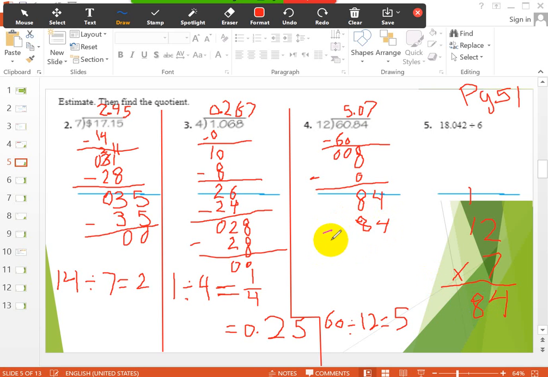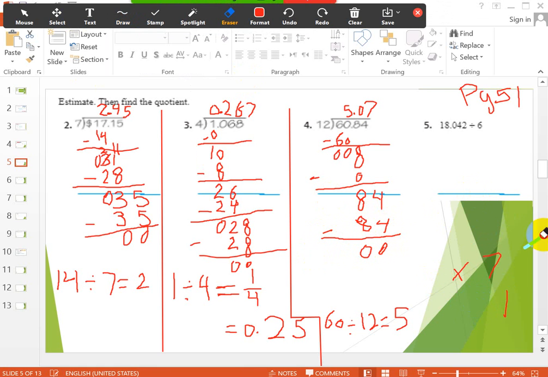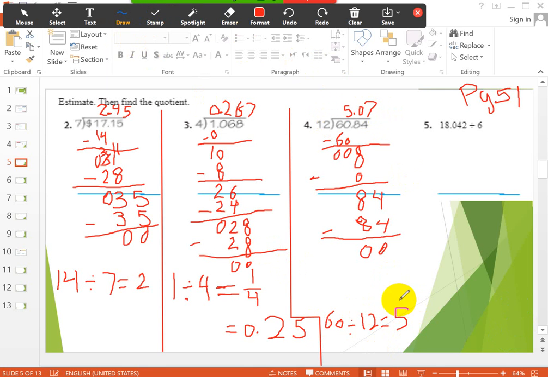Now, subtract. So the remainder will be what? It will be 0. So look, the answer, or the quotient, is what? It is 5.7 what? 700. Okay? So it's close to the 5. That means my answer is correct.